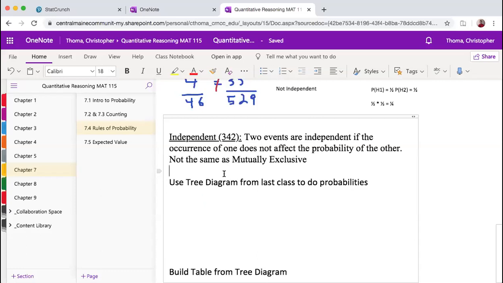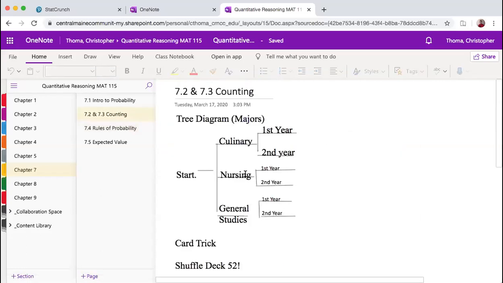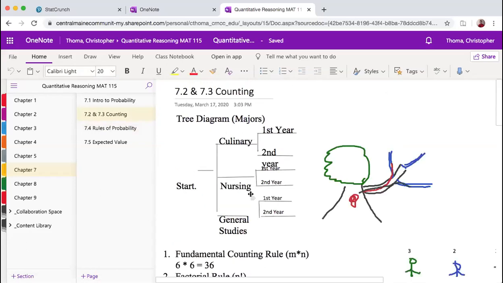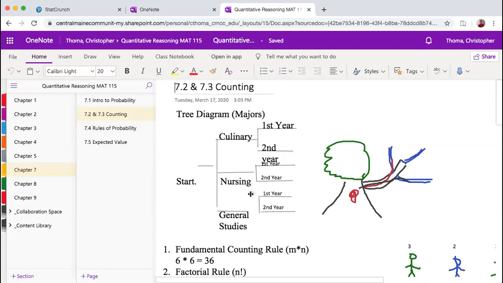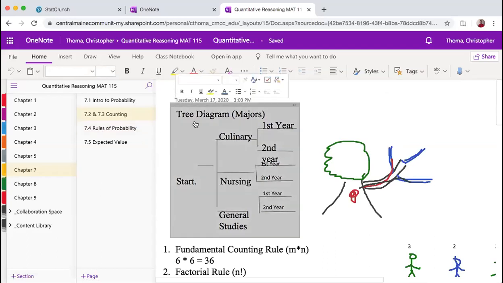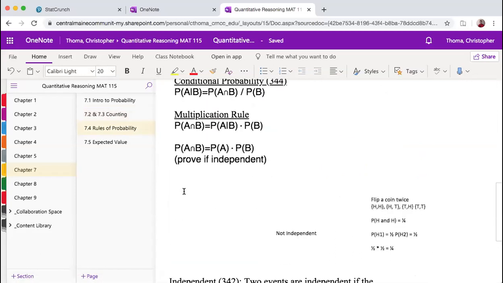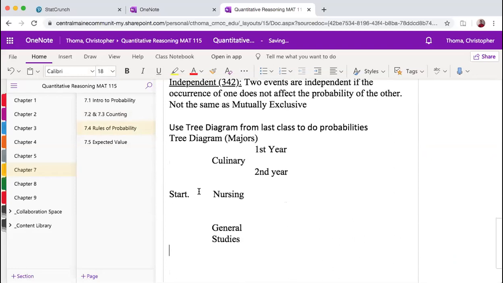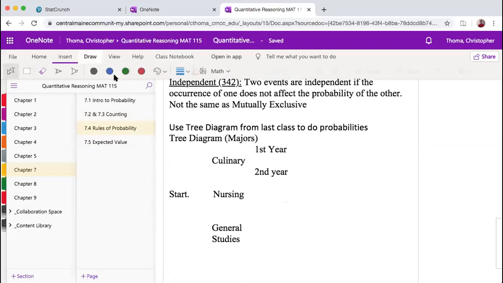So if we go back to what we did last class, we have our little tree diagram that we used. We had culinary, nursing, and general studies, and then first year, second year. I don't know if I can copy this. Copy. Here. Yeah, I lost all my lines though. But that's fine. I can put them back in real quick.